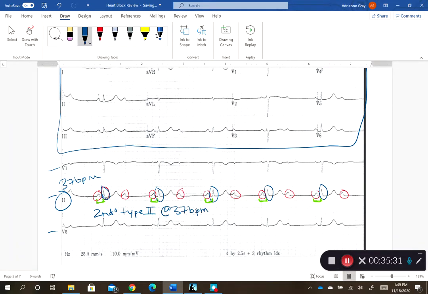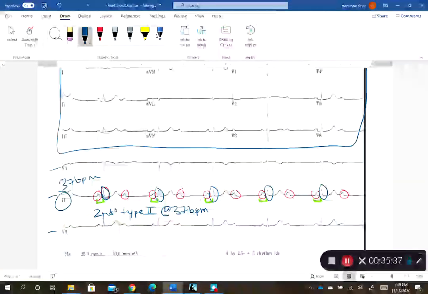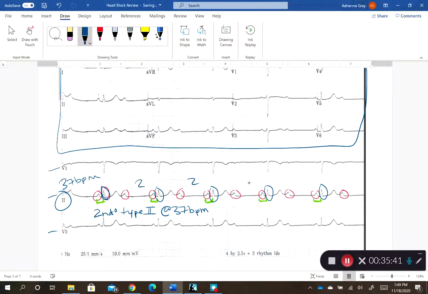Remember, we do have to put a conduction ratio with our second degree type 2s. This one is regular. I can tell there's a regular conduction ratio because my rhythm is regular. I have 2 P waves for every QRS complex. So I just write that 2:1 conduction ratio, 2 P waves for every QRS. So second degree type 2 at 37 beats per minute with a 2 to 1 conduction ratio.